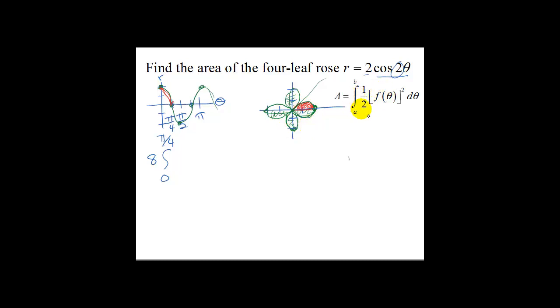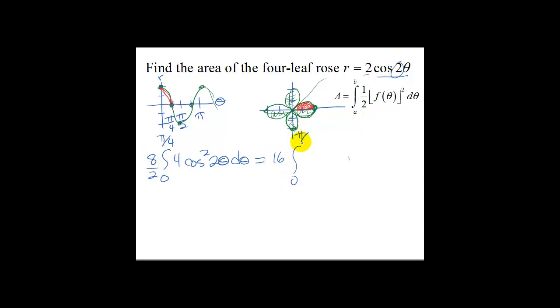Here is a reminder of our area when we're in polar coordinates. So we're going to have 1/2, which we're going to put out in front, and then we have our function of theta squared. So here is our function of theta. So if we square that we'll have 4 cosine squared 2 theta d theta. Okay, then we remember what we learned about integrating trig functions. Here we have 4 and we have 4, so we have 16.